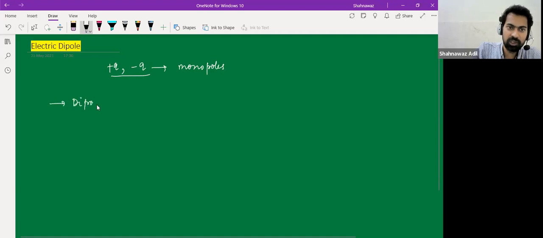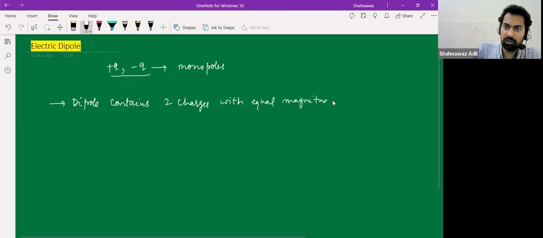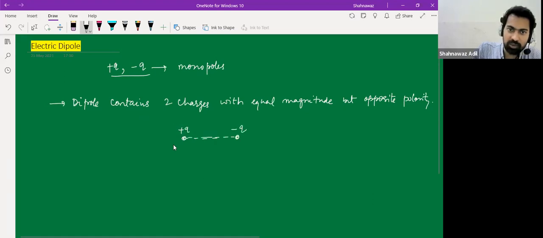A dipole contains two charges with equal magnitude but opposite polarity. This is the diagrammatic representation of a dipole. So this is a dipole.